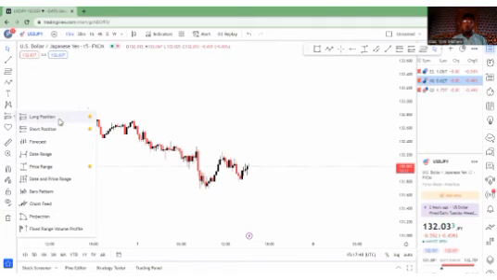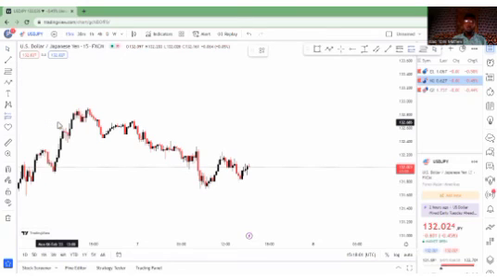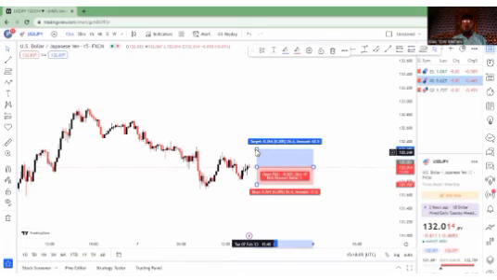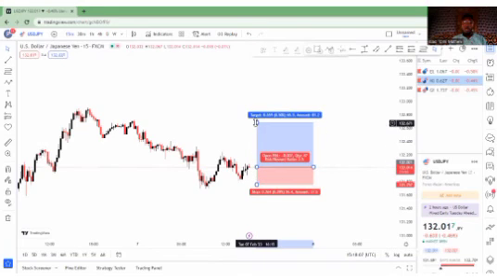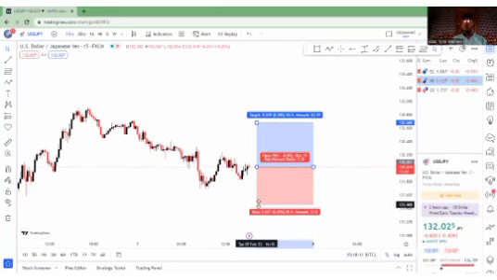So now, long position and short position. Long position means that you are expecting the market to go up, while short position means that you're expecting the market to come down. Let's say I'm expecting the market to go up, so I'm going to pick the long position tool and place it at the current market price. Here you can see target. This is my take profit, and you can see stop here, which means my stop loss order.